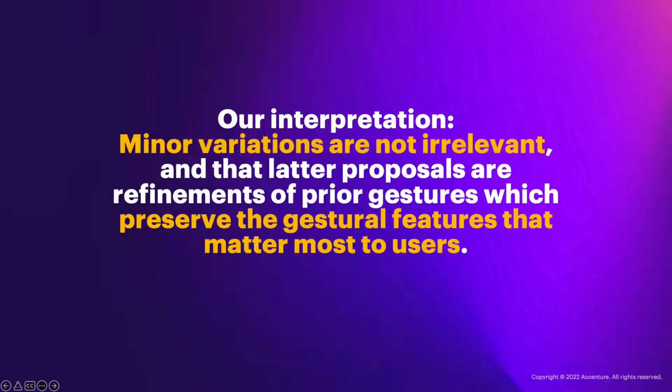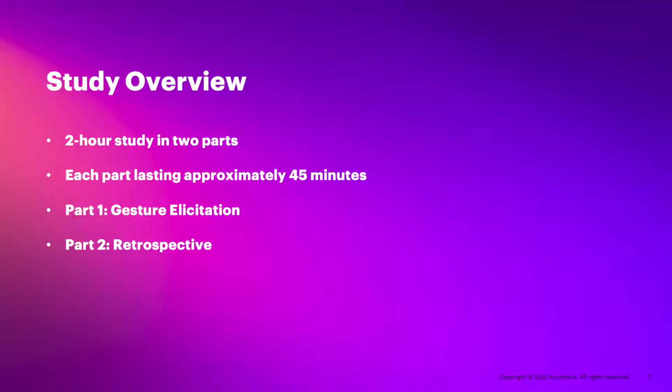To explore this interpretation, we conducted a 2-hour study in 2 parts, with each part lasting approximately 45 minutes. The first part consisted of a gesture elicitation study for full body interactions with a public display using unlimited production. Unlimited production enabled participants the freedom to explore gestures and their variations through iteration on preferred gestures in a way that other production methods may have not.